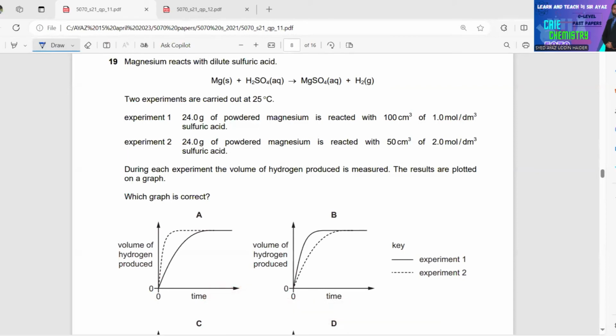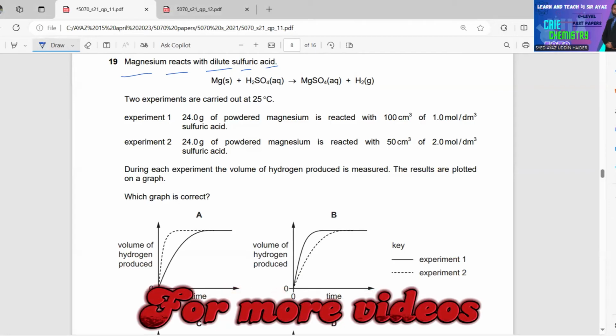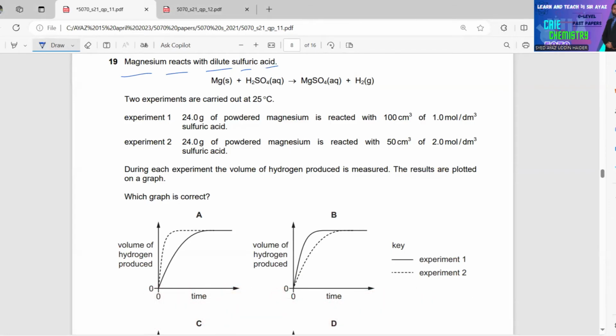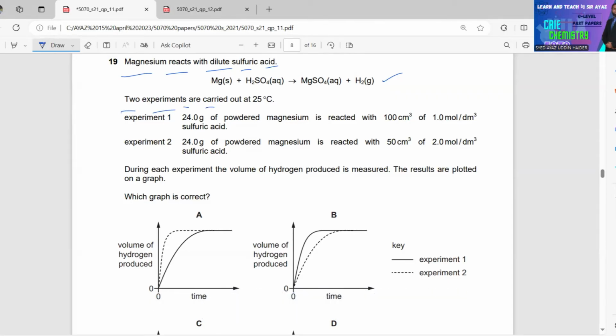Question number 19. Magnesium reacts with dilute sulfuric acid. Here's the reaction equation. Mg(s) plus H2SO4(aq) gives MgSO4(aq) plus H2 gas. 2 experiments are carried out at 25 degrees centigrade. Experiment 1, 24 grams of powdered magnesium is reacted with 100 centimeter cube of 1 mole per dm cube sulfuric acid. Experiment 2, 24 grams of powdered magnesium is reacted with 50 centimeter cube of 2 mole per dm cube sulfuric acid.